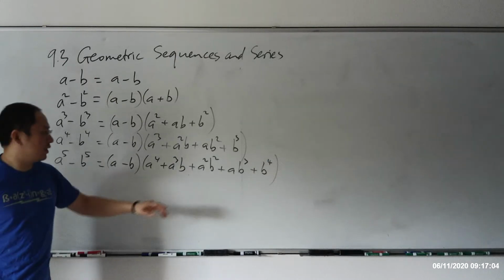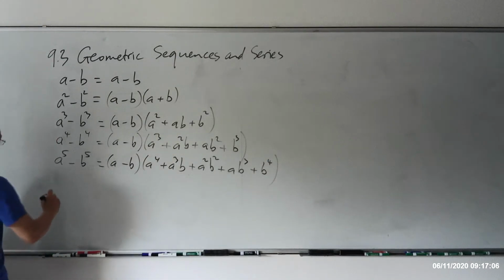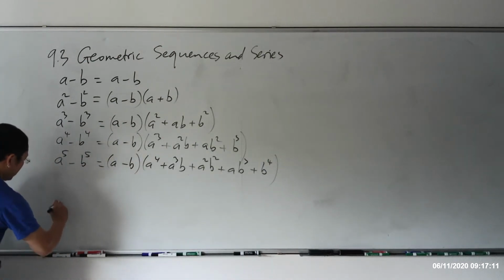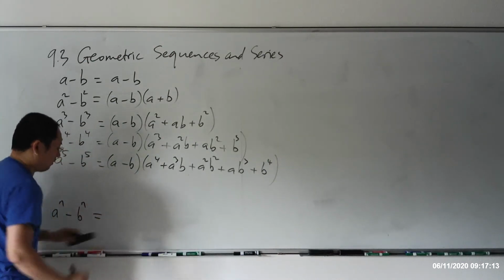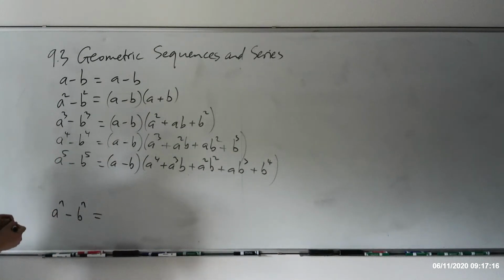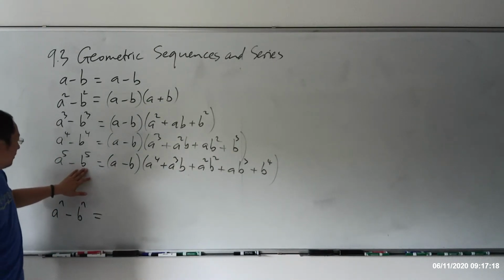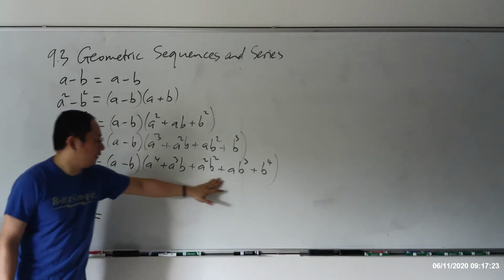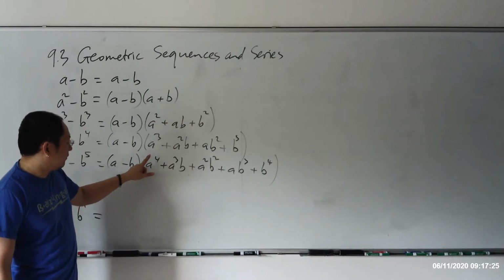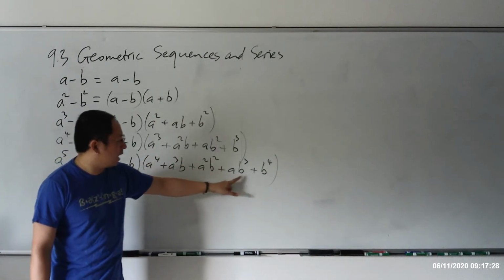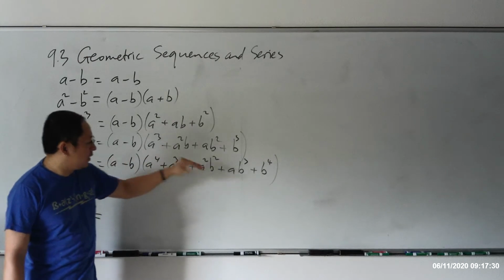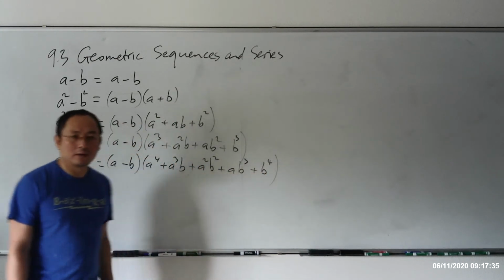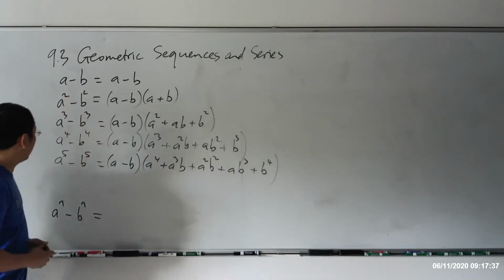Can we figure out the general rules for this? If I got something like a to the n minus b to the n, can we find the general formula? Look, a to the 5th minus b to the 5th, we always have a factor of a minus b to start with, right? And what do we have after this? The a terms: a to the 4, a cubed, a squared, a, and no a. So the exponent of a keeps decreasing. What about b? No b, b, b squared, b cubed, b to the 4. And the same thing holds for all the others.